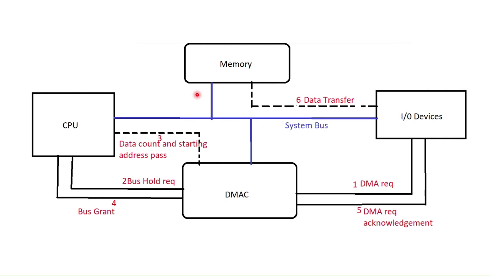After the data count and starting address are passed to the DMA controller, the bus access is granted. Now when the bus access is granted, the DMA request is acknowledged, and that is sent to the input output devices. Also, the data count and starting address are passed to the input output devices, and finally, when the input output devices know the data count and starting address and also have access to the system bus, the data is transferred successfully bit by bit until the data count is 0.